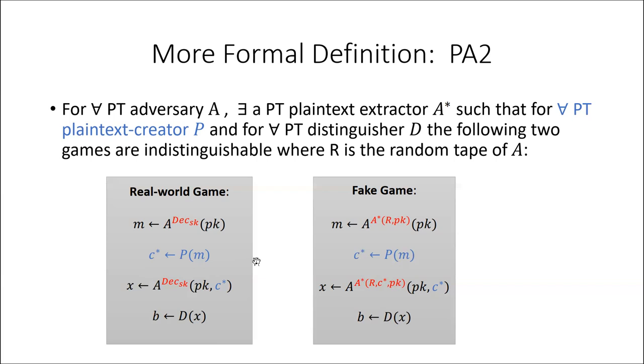We say a public key encryption scheme is PA2 if for any polytime adversary A, there exists a polytime extractor A star such that for any polytime plaintext creator P and any polytime distinguisher D, these two games are indistinguishable. So here, C star is given to both the decryption oracle and to A star. And when the adversary submits C star as a query, these two algorithms return the failure symbol. Or in other words, the adversary is not allowed to ask for the decryption of C star. So the rest are the same. The distinguisher, given X, tries to distinguish these two games.